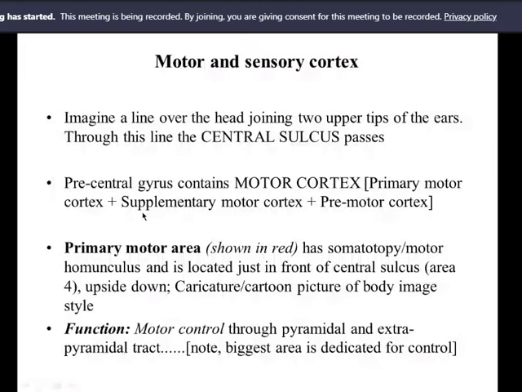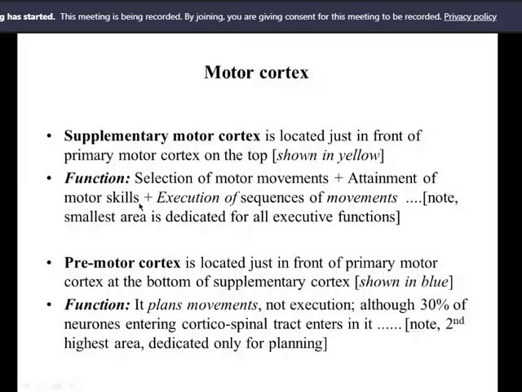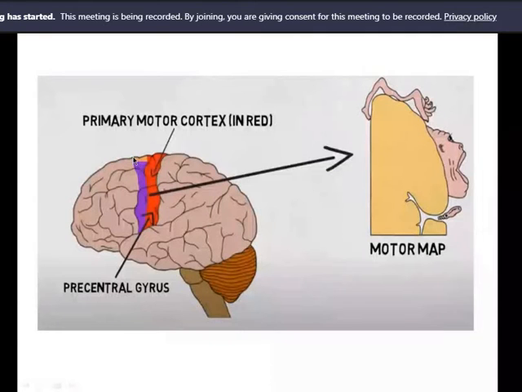This is for what? This is for plan. Am I clear? I repeat, this one is for plan, this one is yellow for execution, this one for control, right? And this is the central sulcus.